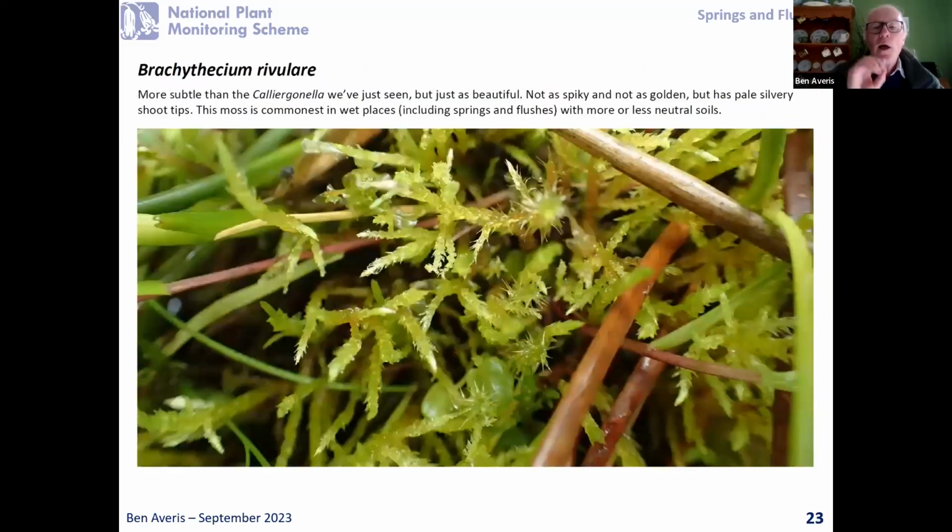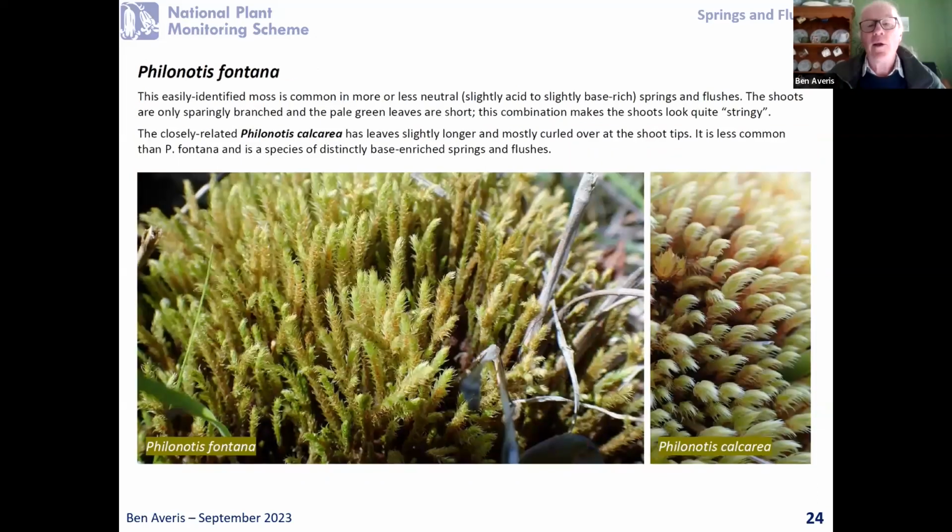Nice looking moss. And another one, like the Calliergonella, is quite pinnately branched, with branches coming out on the left and right, but it's not so golden and not so spiky, and it's got a nice silvery tip to the stems and some of the branches. That's Brachythecium rivulare. Again, that likes the same kind of not quite so acid wetlands, common in the base-rich fine-scale habitat of marsh and fen, often accompanied by the Calliergonella.